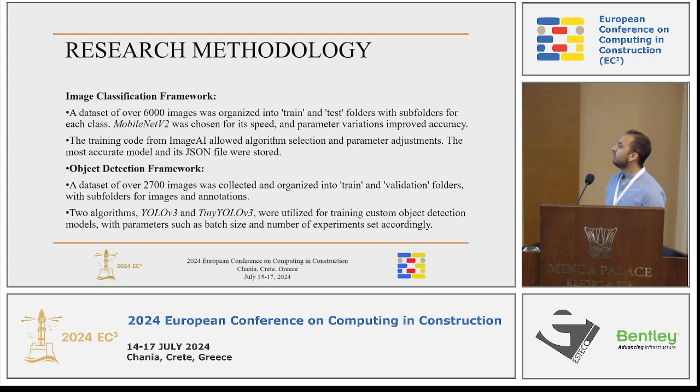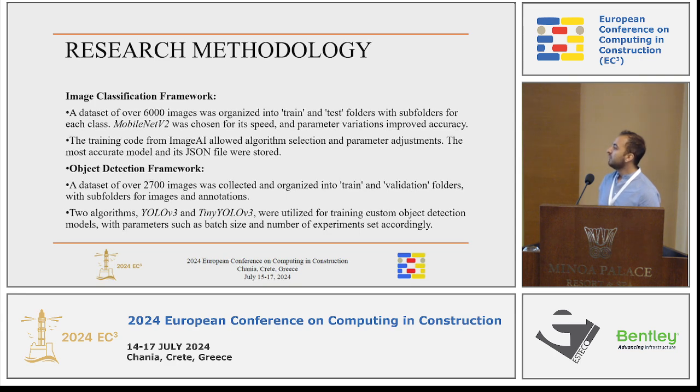So let's now break down the framework for each task. For classification, a dataset with over 6,000 images was created and divided into train and test folders with an 80 to 20 train-test split. Additionally, the training code by ImageAI allowed the selection of 4 different algorithms, and a MobileNet model was chosen due to its fast prediction speed in comparison with the remaining algorithms.